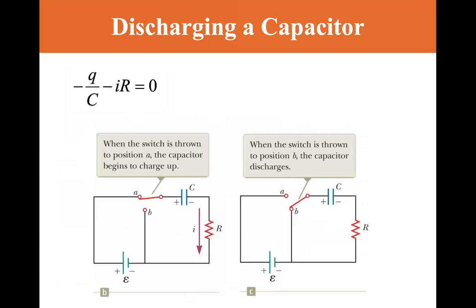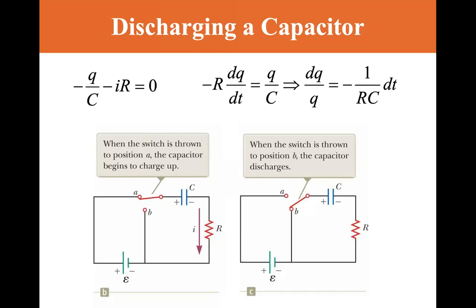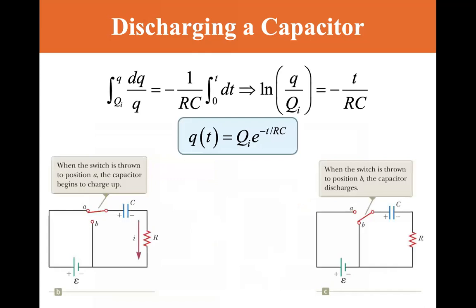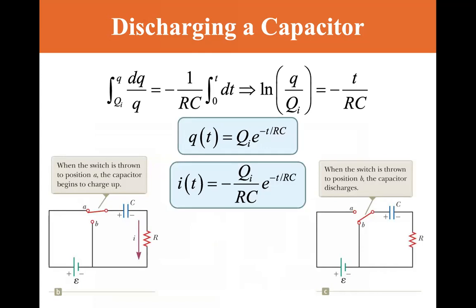Okay, now discharging a capacitor, if you follow the loop, you have the minus Q over C and the IR, the current times the resistance, and they go through a similar derivation to get to the final result: the charge when you discharge it is Q e to the minus t divided by RC. And the current is equal to minus Q divided by RC, e to the minus t over RC.